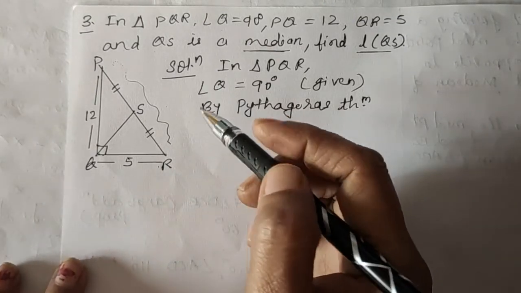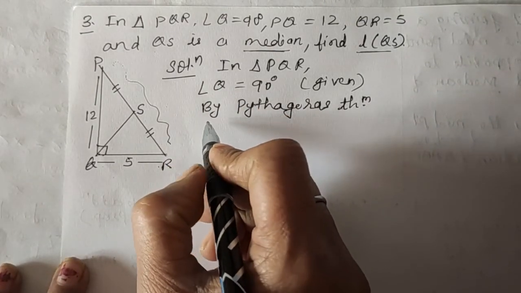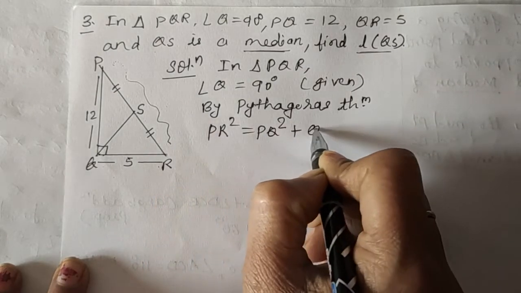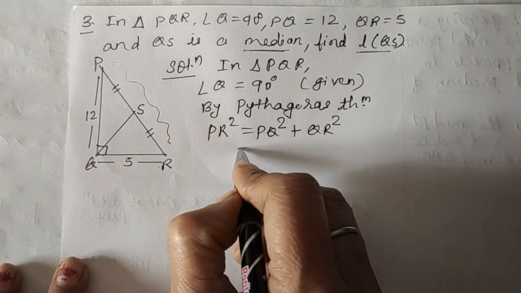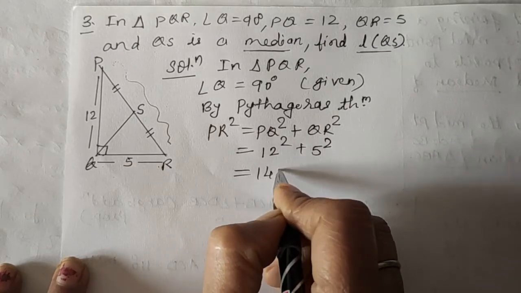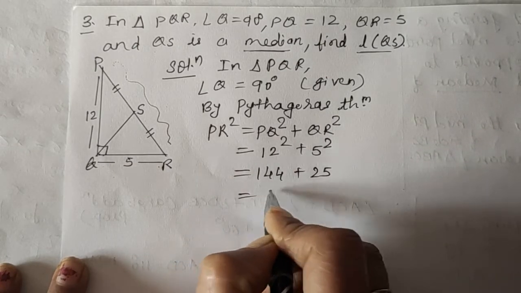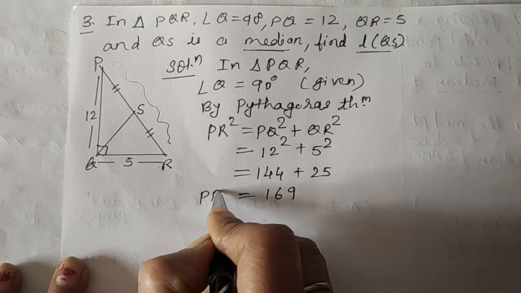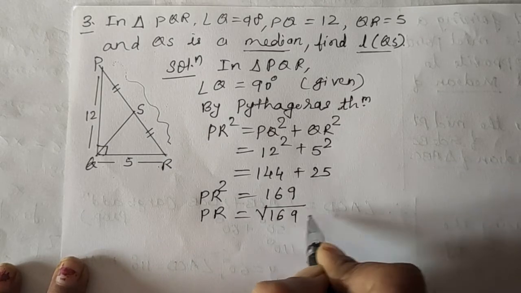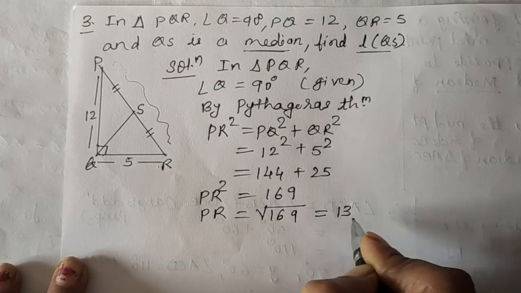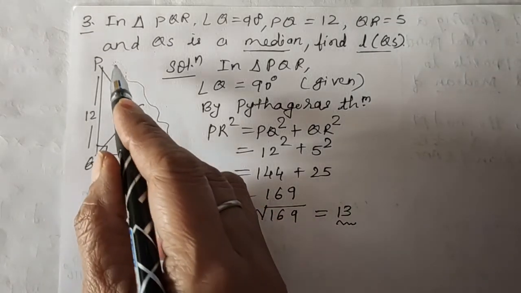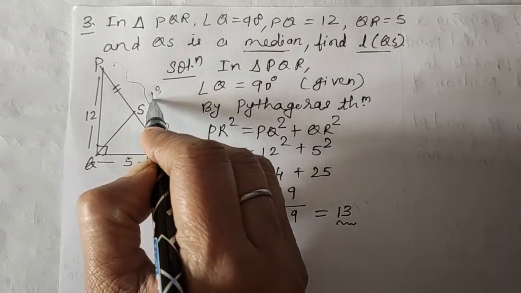So let's start. By Pythagoras theorem, PR square is equal to PQ square plus QR square. Just put the values given to you: 12 square plus 5 square. 12 square is 144, plus 25, and here is your 169 for PR square. So what will be PR? PR is equal to root 169, and the square root of 169 is 13. So PR equals 13, you got.